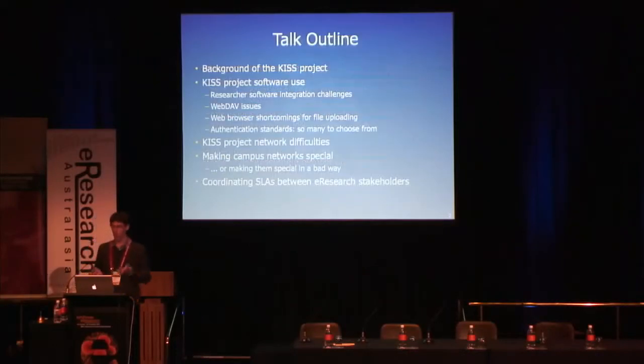The outline of the talk is giving a little bit of a background on what KISS is about, talking about the way that the project has used software and some of the issues we've had with transferring data around, then some of the issues we've come across with national network services that have come from this project, and then talking a little bit about how the campus networks work and what we can do to make them perhaps a little bit more special and appropriate for e-research needs. Finally, I would like to say a couple of words about coordinating the service level agreements between different e-research stakeholders. That's been one thing that's been an interesting undertaking within this project.